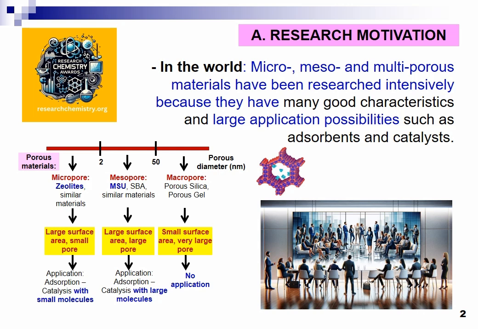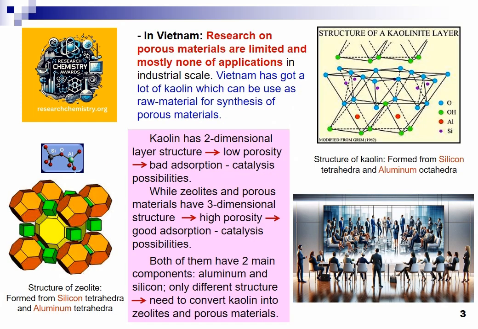You know that in the world, micro, meso, and multiporous materials have been researched intensively because they have many good characteristics and large application possibilities, such as adsorbents and catalysts. In Vietnam, research on porous materials is limited and mostly non-applied on an industrial scale. Vietnam has a lot of kaolins which can be used as raw materials for the synthesis of porous materials.